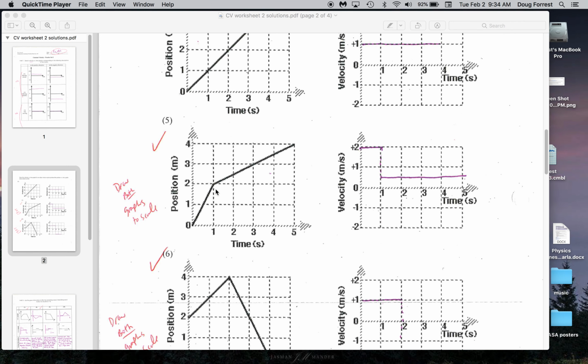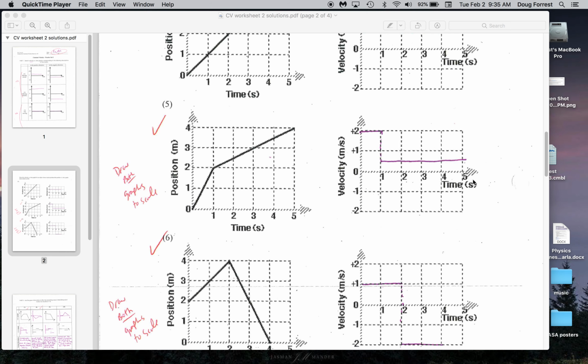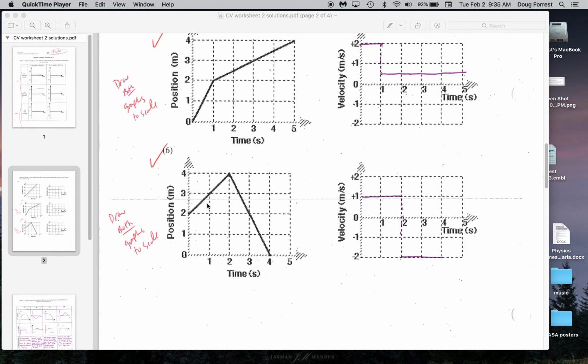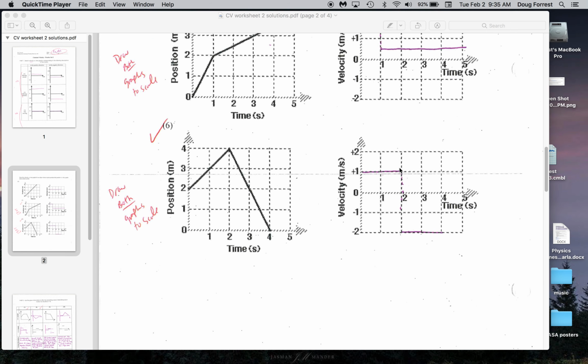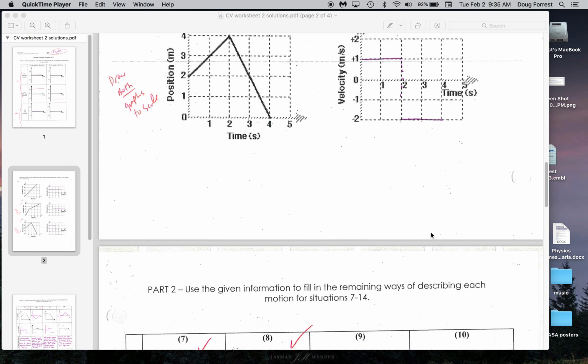For number 2, the slope changes. In this particular region, I've got a slope of positive 2. In this region, I go up from 2 to 4, but I do that in 4 seconds. So that's a slope of plus 1/2. So I have a constant velocity of plus 2 meters per second here, and a constant velocity of plus 0.5 meters per second here. In this region, I have plus 1 meter per second. In this region, I'm going negative 4 meters in 2 seconds, so that's negative 2 meters per second. So constant plus 1 immediately changing to constant negative 2.